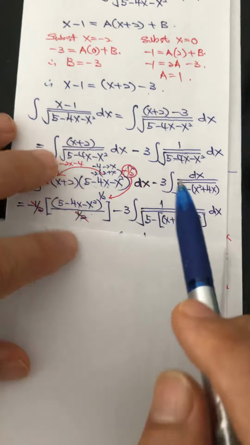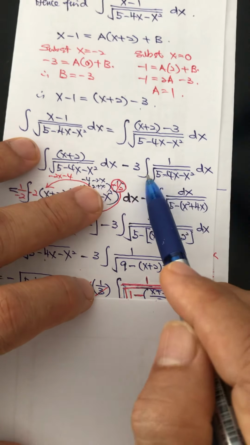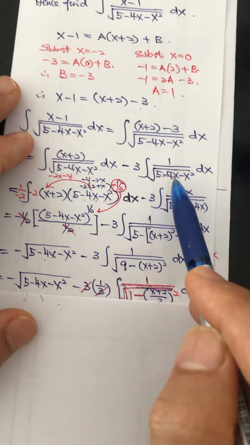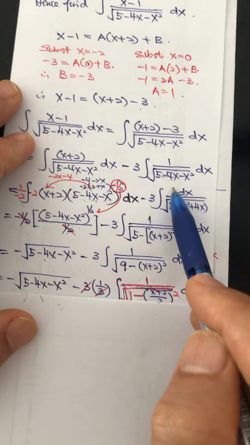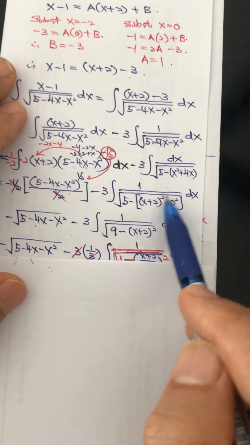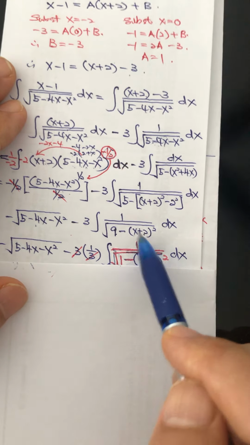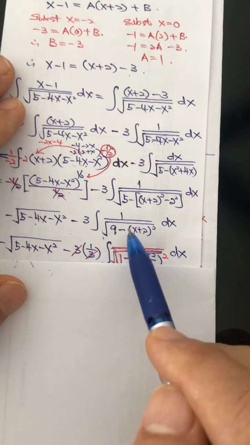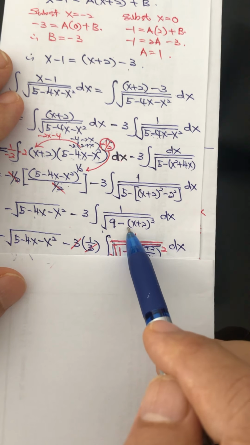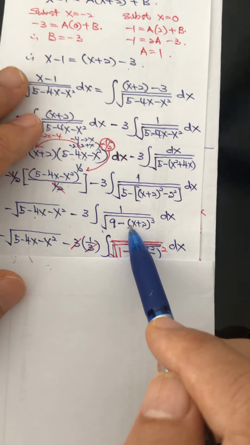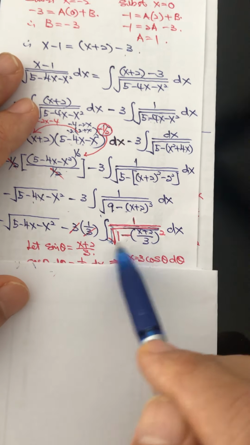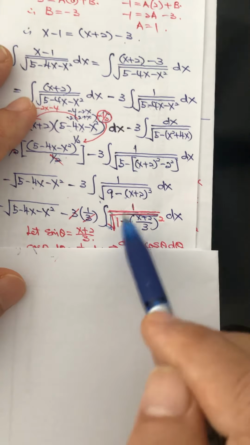Okay, how about this part now? This part, you must use completing the square. So you see I'm using the completing of square, then I get this. Then you see this one with the square root sign minus square, this is arcsine. I'm going to use arcsine. Then you see I take out this one, I get this. Okay, now I show you the step.